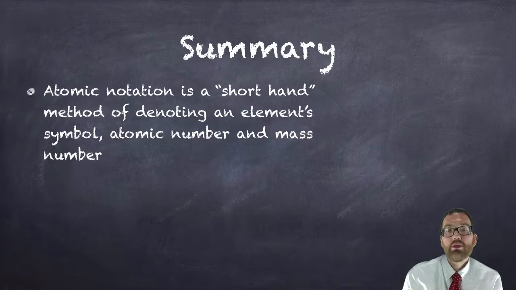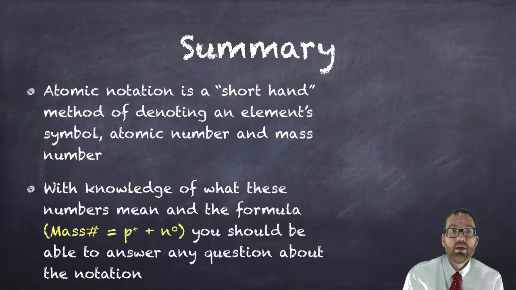Okay, so atomic notation is kind of like a shorthand method for denoting an element's symbol, atomic number, and mass number. If you have knowledge of what these numbers mean in the notation, and you also have memorized the formula, mass number equals protons plus neutrons, you should be able to answer any question about the notation. If you have any questions on atomic notation, please let me know.